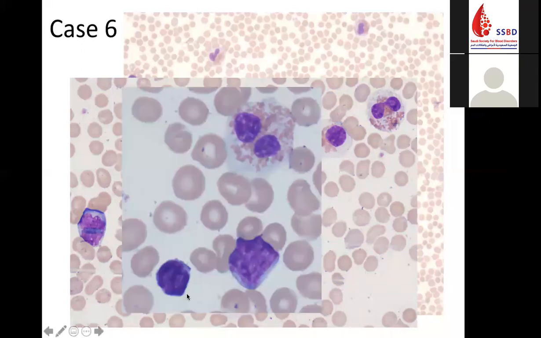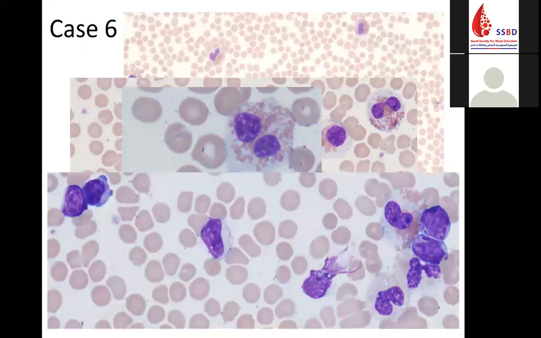We have here a mature lymphocyte with another lymphoblast, and eosinophils, abnormal eosinophils. Another picture with an abnormal eosinophil. This is a reactive neutrophil and band. We have here 2 blasts with basophilic cytoplasm, scant and agranular. We have here a lymphocyte and a blast.